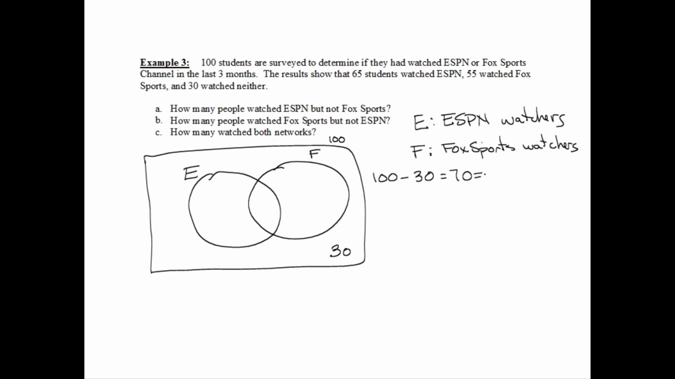What will that be? That'll be the number that are in the union. In other words, the number that are somewhere in one or both of these circles. Okay, so there's got to be 70 in there.